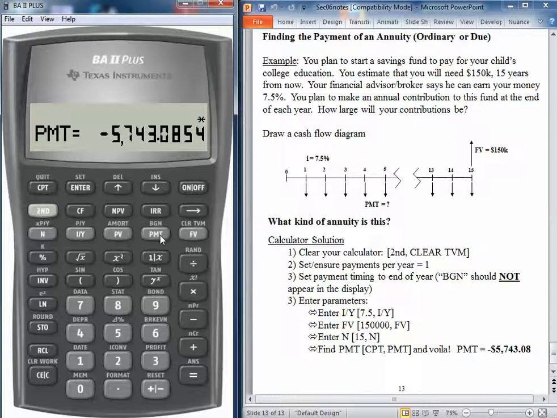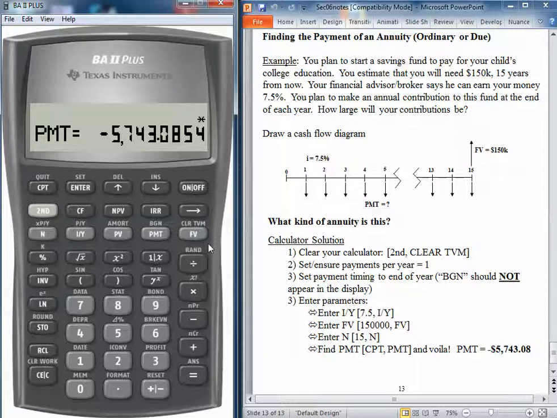payment. Now we can see that it's negative. That negative represents an outflow, so we need to deposit $5,743.09 in order to accumulate $150,000 in 15 years. And that's it. So that concludes section 6.